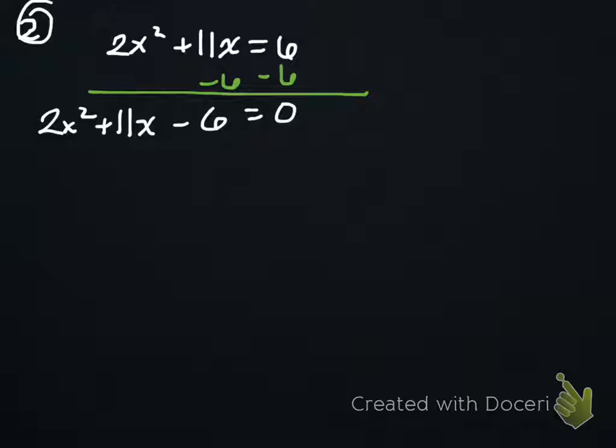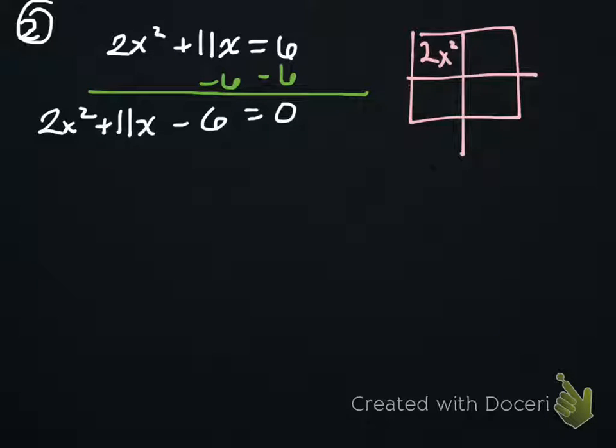So now I'm going to use my box and fill it in. What is going to go in my upper left-hand corner? 2x squared. What's going to go in my bottom right-hand corner? What is their product going to be? 2x squared times negative 6 is negative 12x squared. Our goal is to get a sum of the product term, negative 12x squared, to be a positive 11x.